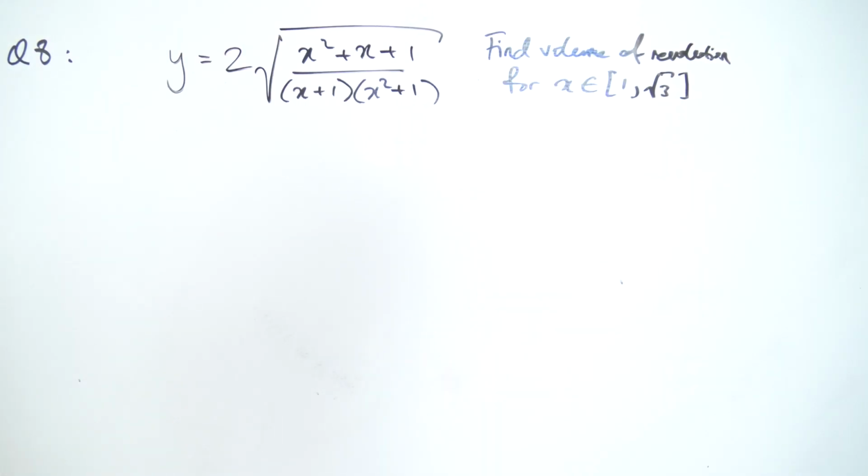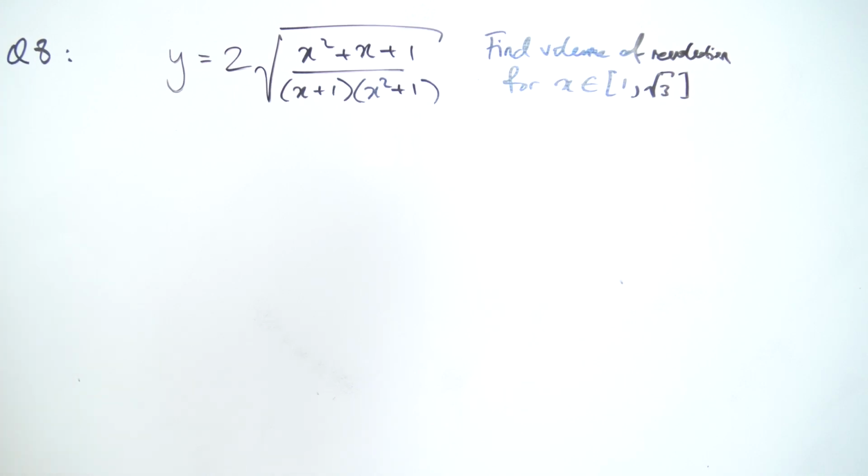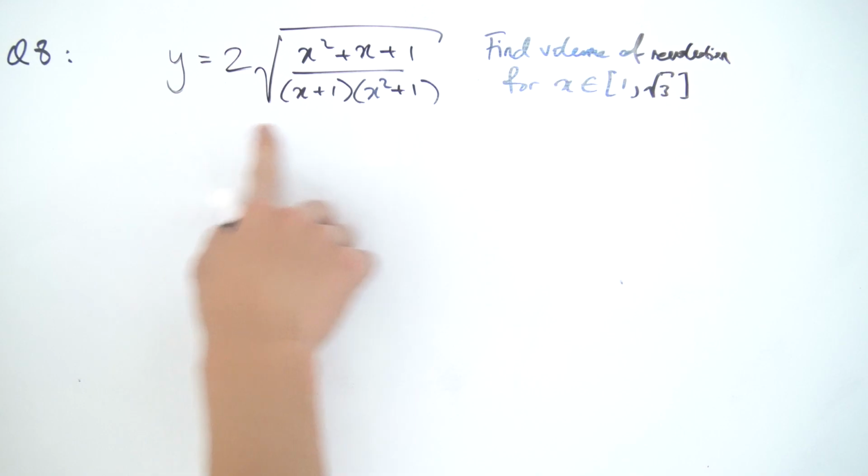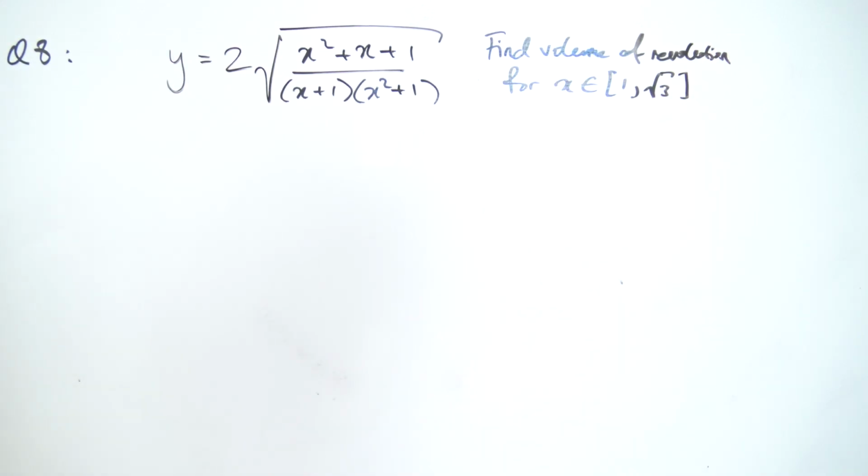For question 8, we're given this equation y equals 2 times the square root junk, and we have to find the volume of the solid that's formed when we revolve this function around the x-axis on the interval 1 comma root 3.